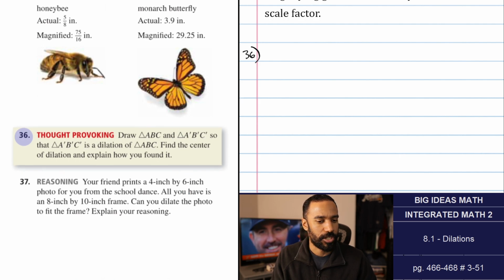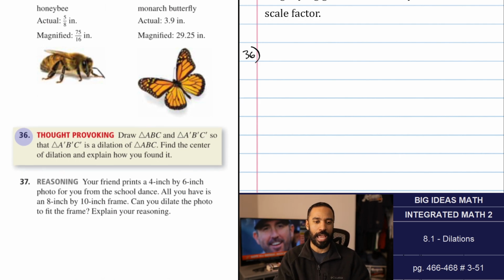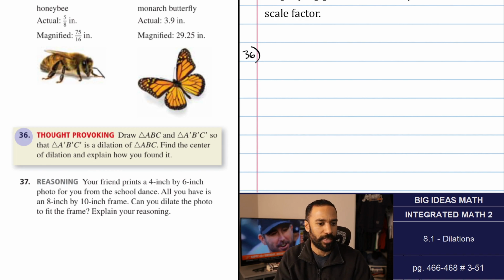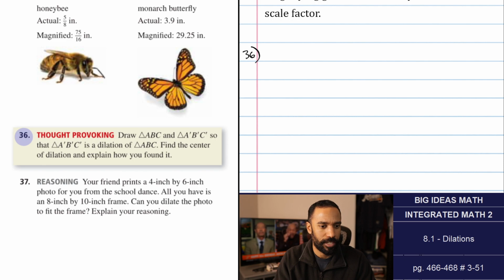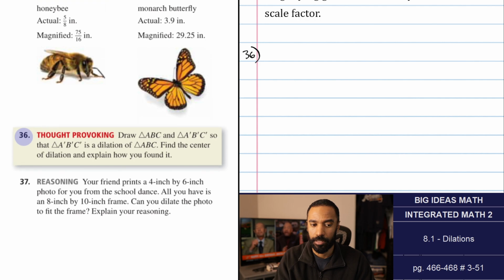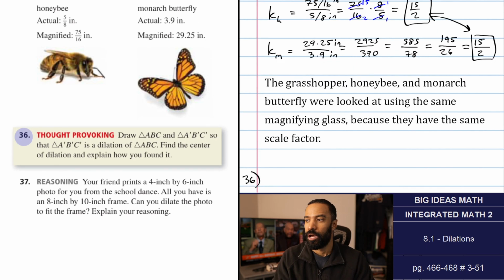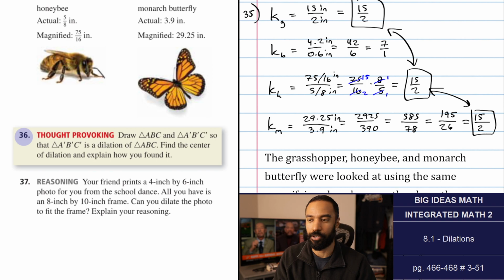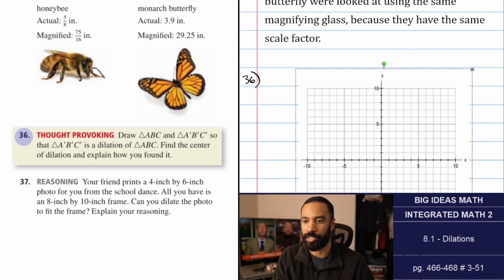Number 36, draw a triangle ABC and A prime, B prime, C prime so that this is a dilation of it. Find the center of dilation and explain how you found it. So I'll make up my own. All right, I'm just going to make sure my center is at the origin.